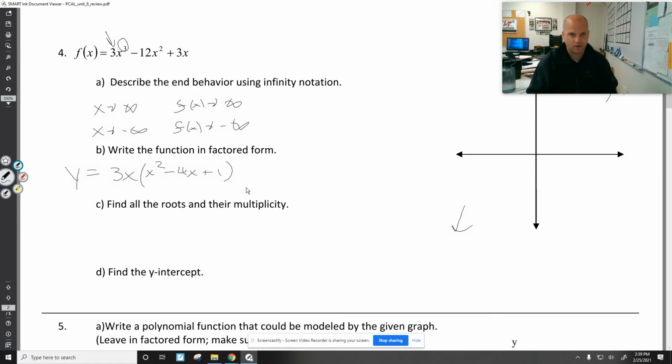Y-intercept, that is easy to find. Y-intercept is when x is 0. This is very important. Plug in 0 for x to find the y-intercept. There's a couple really good questions.